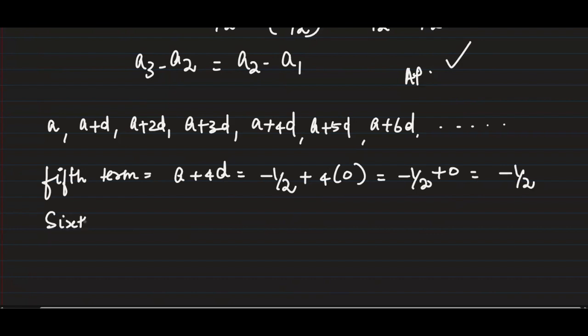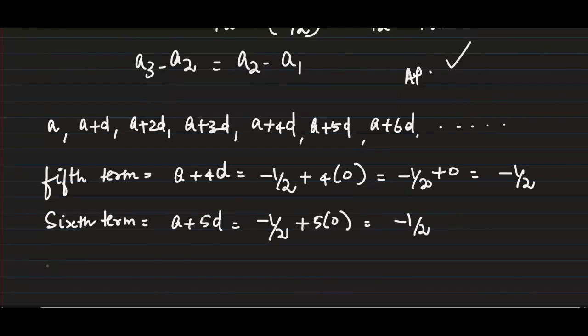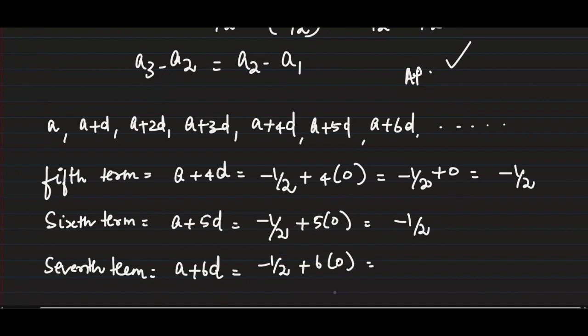Okay. Now what is the sixth term? So sixth term will be A plus 5D. So it is equal to minus 1 over 2 plus again 5 into 0. So the answer will be minus 1 over 2. Okay. Then what is the seventh term? So seventh term will be A plus 6D. So A is minus 1 over 2 plus 6 into D value, which is 0. So anything multiplied by 0, again the answer will be minus 1 over 2. So the fifth, sixth and the seventh term of this given series will be again minus 1 by 2, minus 1 by 2 and minus 1 by 2. Easy, fine, clear?